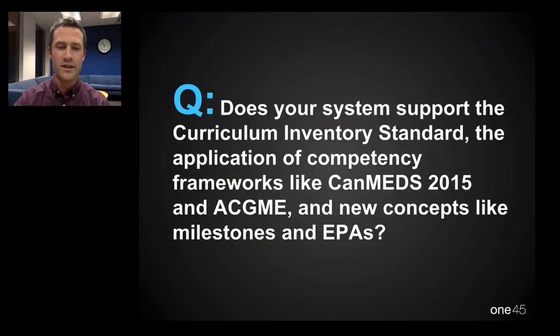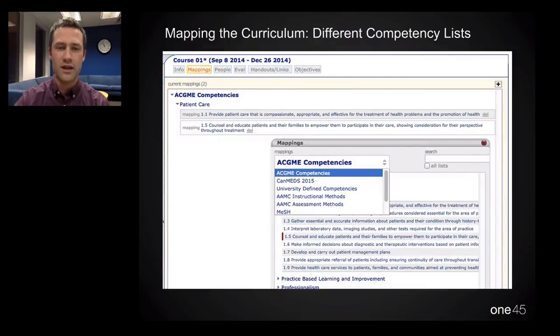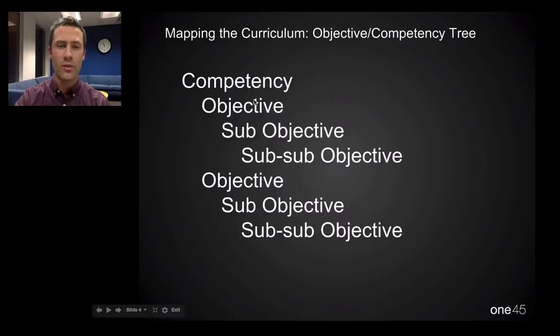When it comes to competency frameworks like CanMEDS and ACGME, you can map any of those frameworks or your own frameworks or other frameworks to any element of the curriculum in 145. You can also link competencies down to objectives, so you can create a map or a tree from your high-level competencies to, say, your module objectives, to your course objectives, to your session objectives, and this gives you traceability from your competencies all the way down to the fine-grained teaching objectives.